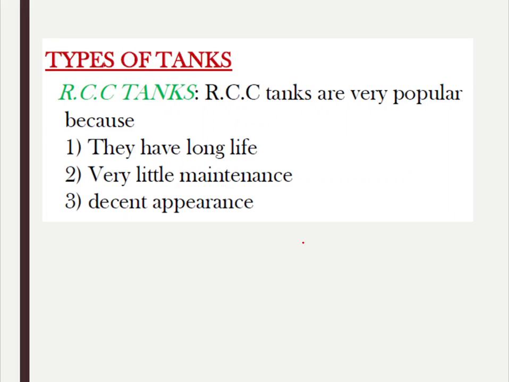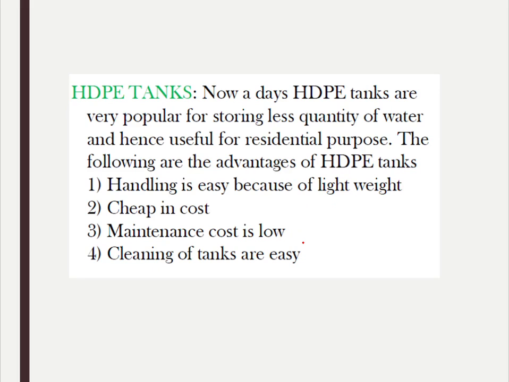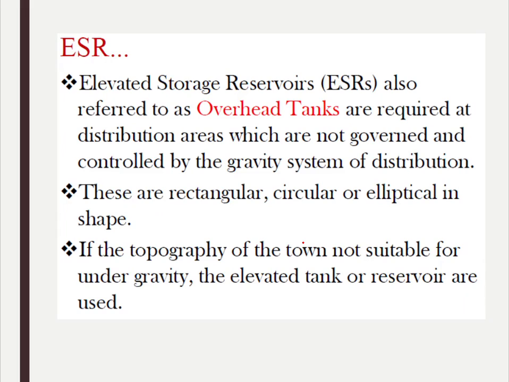Next, we have the RCC tanks. Generally, everyone knows the benefits of RCC tanks because of their life, maintenance, and decent appearance. GI tanks are not used nowadays because of life, corrosion, and maintenance. HDPE tanks are used very much nowadays. We have high density polythene tanks used for storing. Generally we use them for residential overhead tanks because they are lightweight, cheap, maintenance is very easy, and cleaning is also very easy.